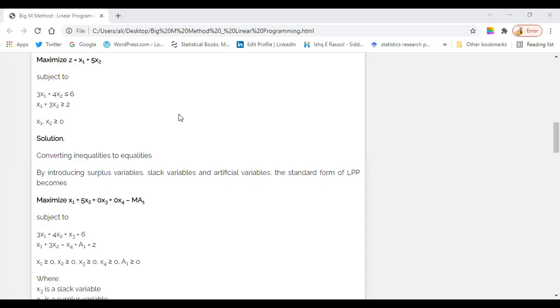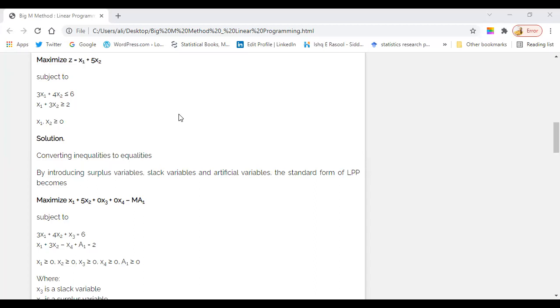We have a problem, a question. We have to maximize the objective function x1 plus 5x2 subject to the constraints 3x1 plus 4x2 less than or equal to 6 and x1 plus 3x2 greater than or equal to 2, and the variables x1, x2 are greater than or equal to 0.